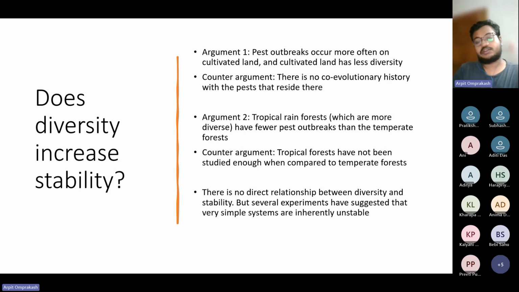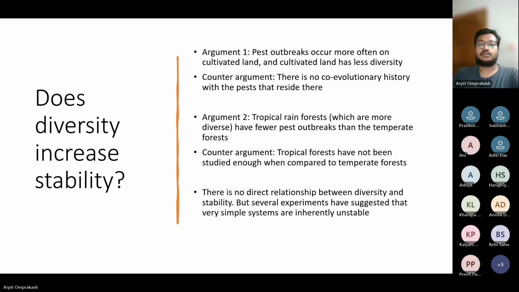The counter argument here one can put forward is that there is no co-evolutionary history with the pest and the basically plants that are grown in the cultivated land. Whereas there is some co-evolutionary history that is present between the pests and the forest area. And therefore, due to this ecology, the forest has evolved in such a way so that it can manage these pest outbreaks. So instead of diversity, there might be some ecological factor or some trophic relation that might be controlling the pest.